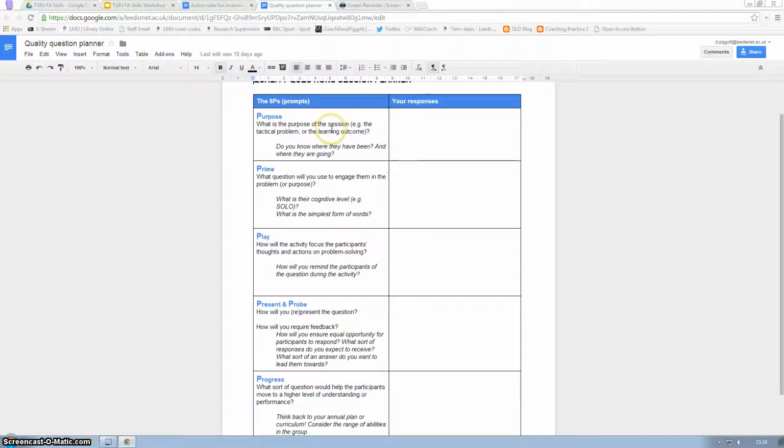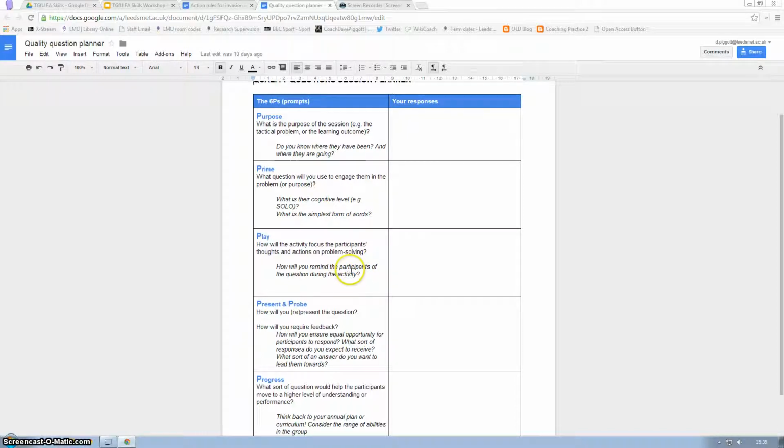So purpose, what's the purpose of the session, and that sort of implies that they know where they've been and that they know where they're going. So there's a curriculum, that they know whereabouts they are in that curriculum. Prime, we talked about, again, what question are we going to ask, what's the purpose of the question, what's the simplest form of words, what's the cognitive level. So were we talking basic memory questions, can they remember what they did last week, or are we talking analytical questions, can they analyse a period of play and say what happened and what went right, what went wrong. So different cognitive levels of questioning might be going on.